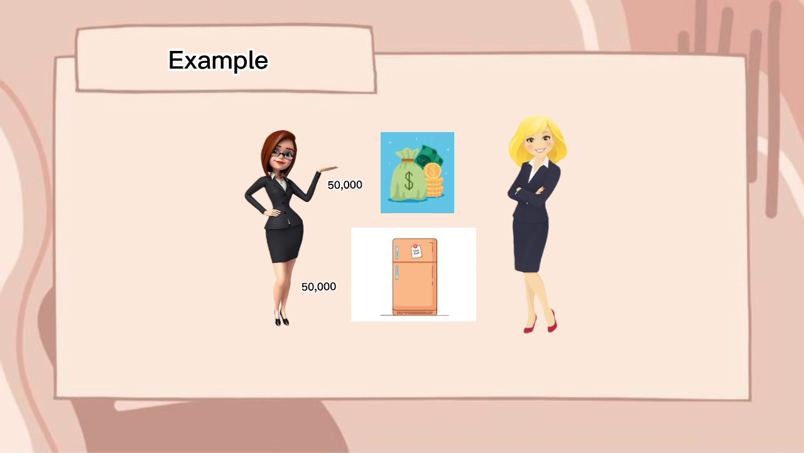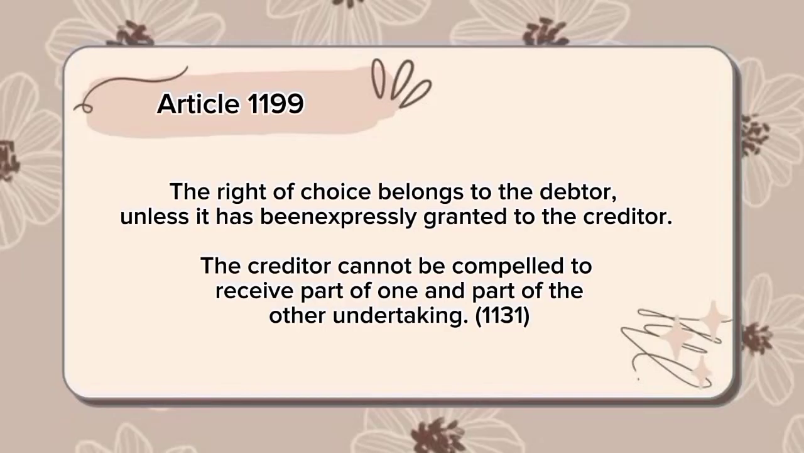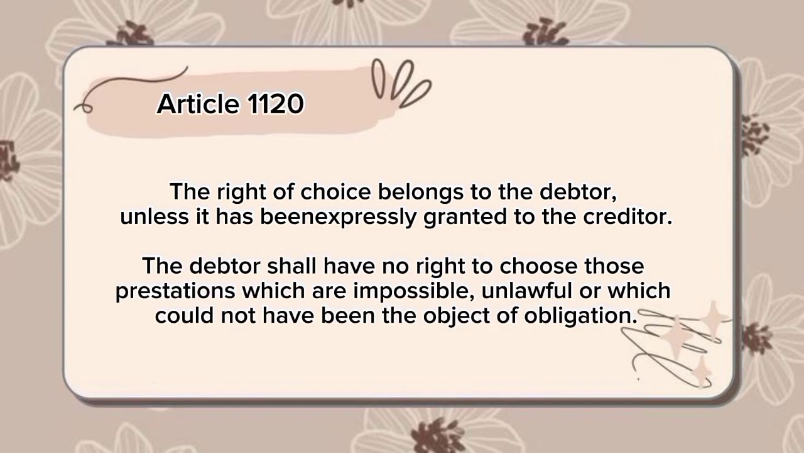However, if Gia agrees to accept part of one and part of the other, there is no prohibition. In that case, there is a novation in the prestation. Ang sinasabi sa iyo ng batas ay hindi maaaring pilitin ng may utang ang pinagkakautangan na tanggapin ang isang bahagi ng isa at ang isa pang bahagi ng isa dahil ang obligasyon ng may utang ay dapat niyang ihatid ang alinman sa tatlo.